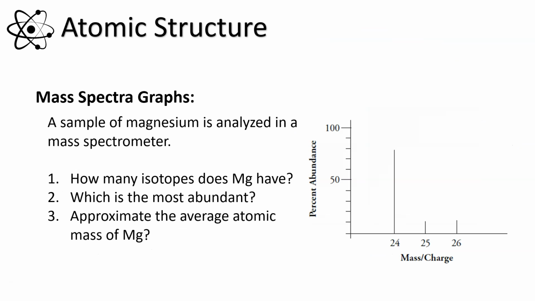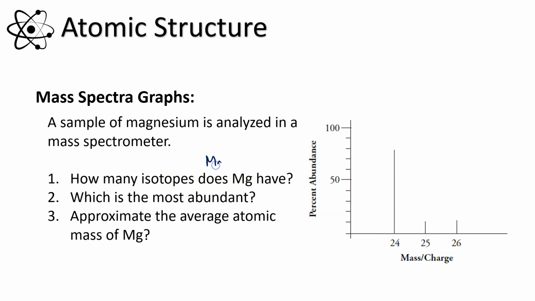So let's apply this to a new example. Here we've got a sample of magnesium being analyzed in a mass spectrometer. There's 3 questions, the same 3 things we just addressed for boron. Ideally, you should pause the video and try this yourself before watching me go over the answers. Assuming you've done that, or if you just want to follow along, here we go. Number 1 says, how many isotopes does magnesium have? Since there's 3 peaks, I know that there are 3 different isotopes.